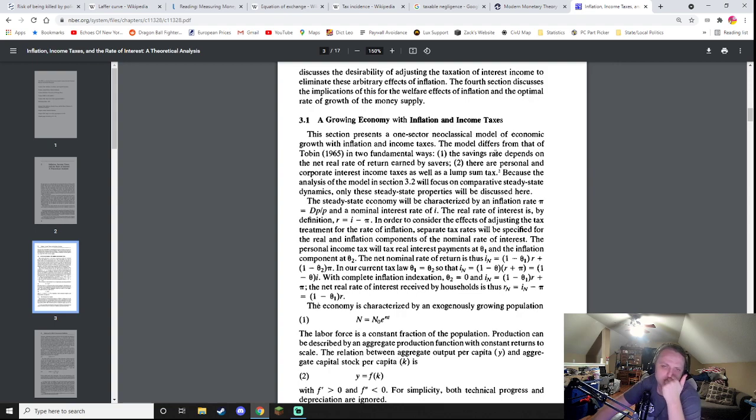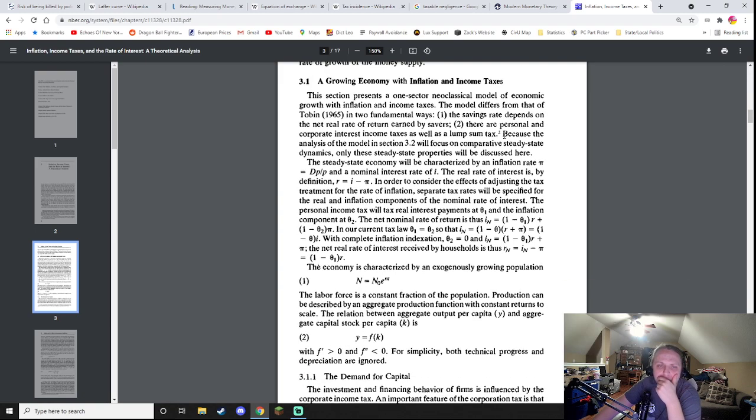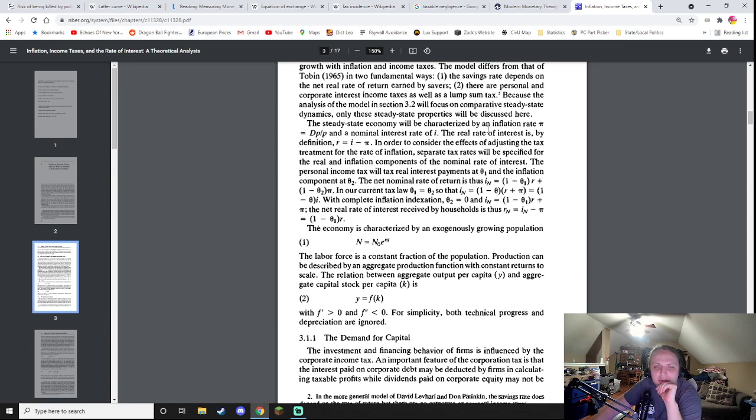This section presents a one-sector neoclassical model of economic growth with inflation and income taxes. The model differs from that of Tobin in two fundamental ways. The saving rate depends on the net real rate of return earned by savers, their personal and corporate interest income tax rates, as well as lump sum tax. Because the analysis of the model in section 3.2 will focus on comparative steady state analysis rather than dynamics, only these steady state properties will be discussed here.